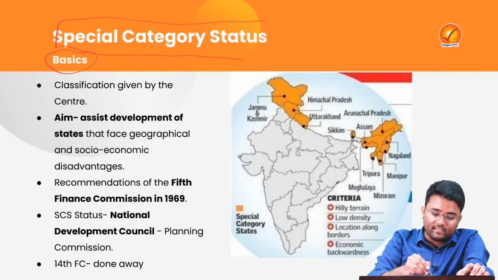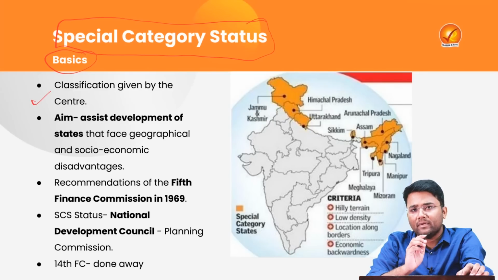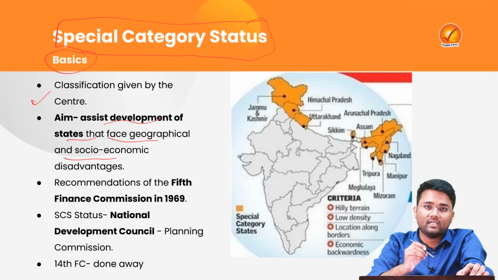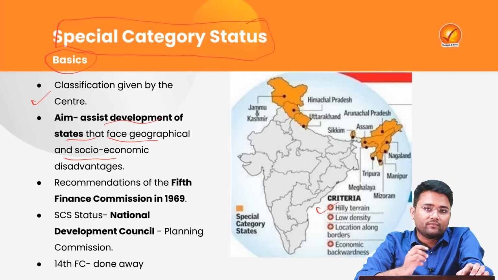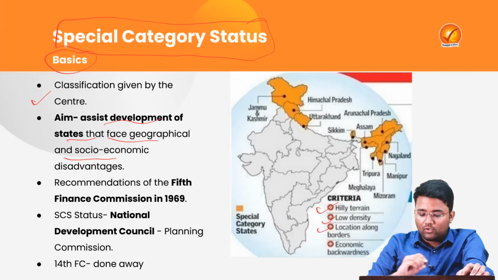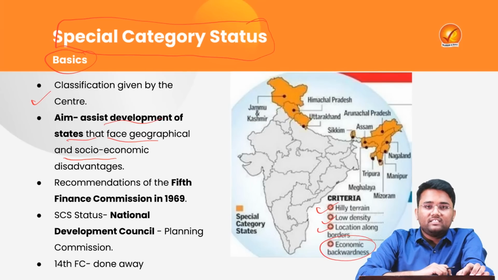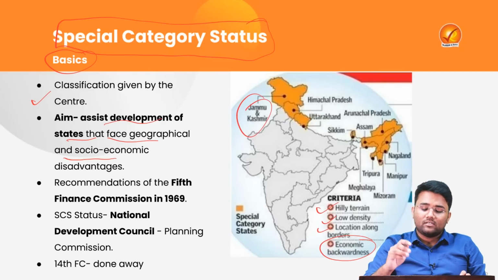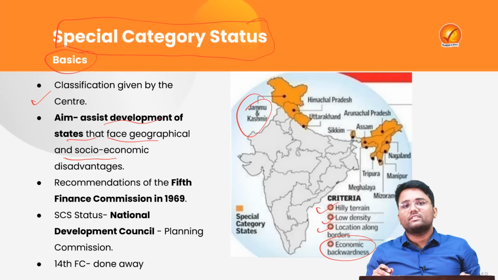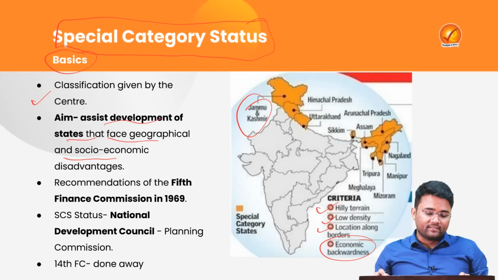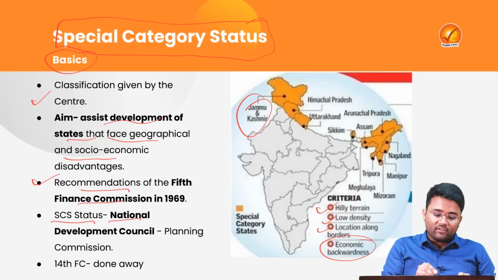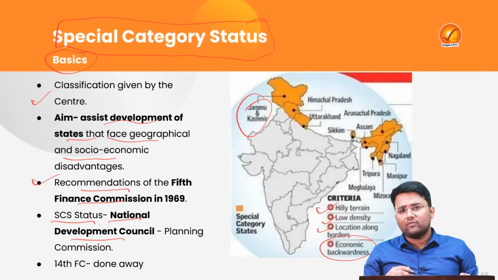Special category status was a classification given by the center itself, and the main aim is to assist development of states that face geographical as well as socio-economic disadvantages. Disadvantages like hilly terrain of the state, low density of population, as well as location along the borders. Also, the state is facing economic backwardness and its resources are not that sound. Various states like Jammu Kashmir, Himachal Pradesh, Uttarakhand, Sikkim, Assam, Nagaland and various other northeastern states were given earlier the special category status. Now, this came into picture after the recommendation of the 5th Finance Commission in 1969. And this SCS status was being given by the National Development Council, that was part of the Planning Commission.